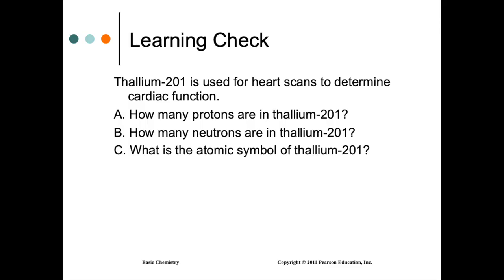And then write out its atomic symbol, which, if you remember, you write out the two-letter code for thallium, and in the top left corner you put its mass number, and in the bottom left corner you would put its atomic number. You may need a periodic table for this to look up thallium. So go ahead and do that. Pause this video if you need, and then come back here and we'll look at the answers.